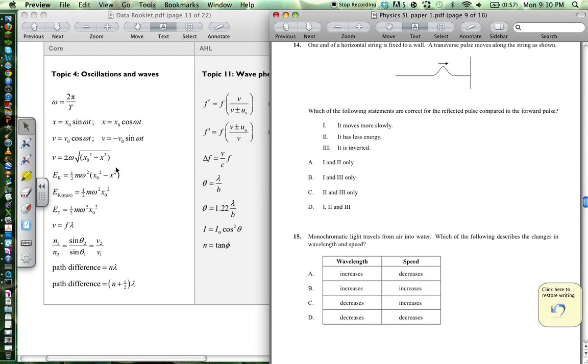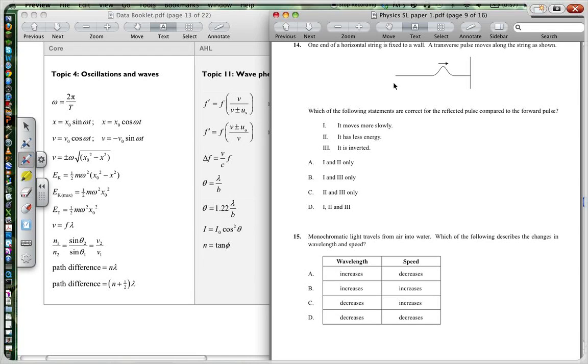It says one end of a horizontal string is fixed to a wall. A transverse pulse moves along the string as shown. Which of the following statements are correct for the reflected pulse compared to the forward pulse? One, it moves more slowly. Generally it will move at the same speed. That depends on the tension, usually the tension and the material that it's going through.